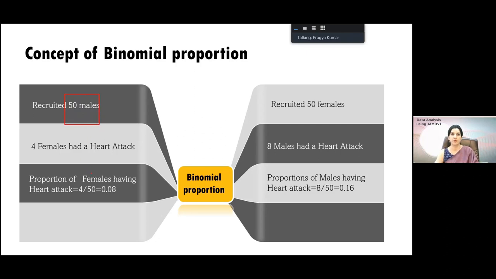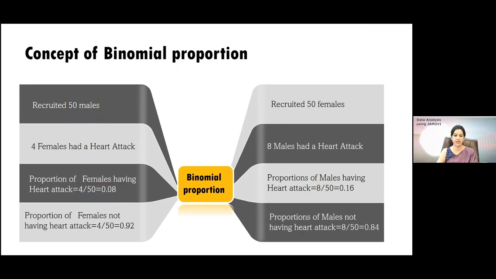So the proportion of females having a heart attack in this case would be 4 by 50. So it will be 0.08. Similarly, in this case, it will be 8 by 50. So it will be 0.16. Now you have to test this difference, 8% versus 16%. And that you do by the chi-square test.